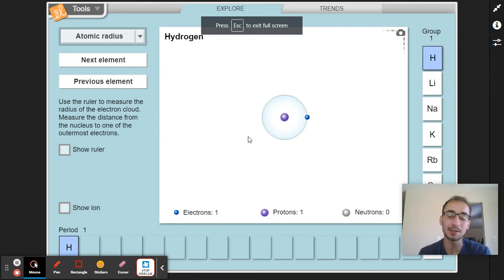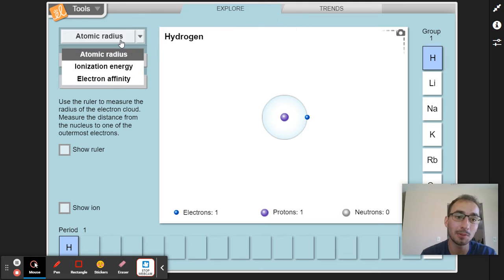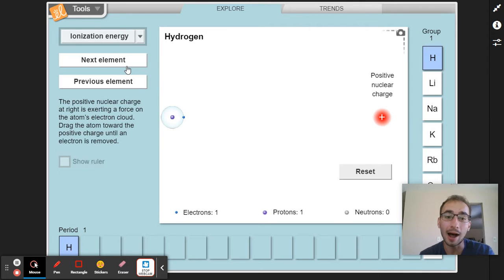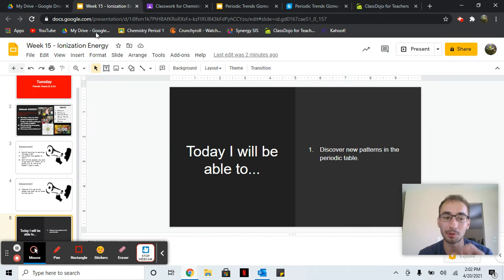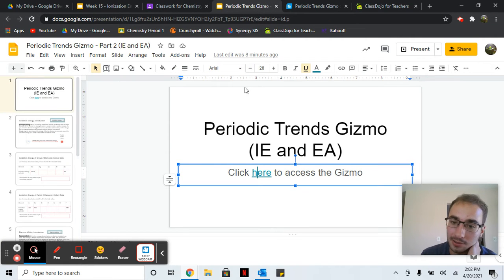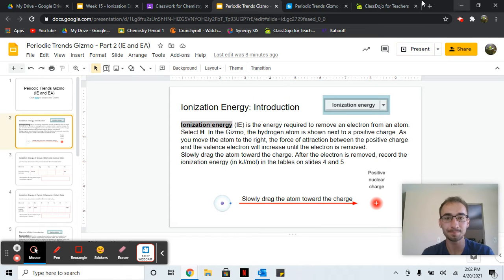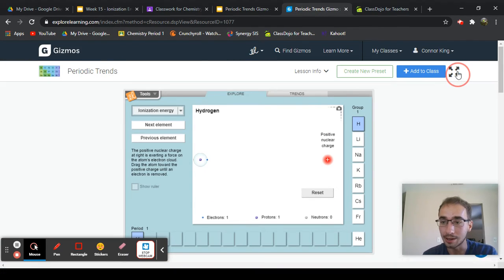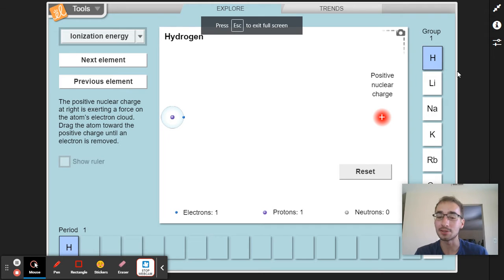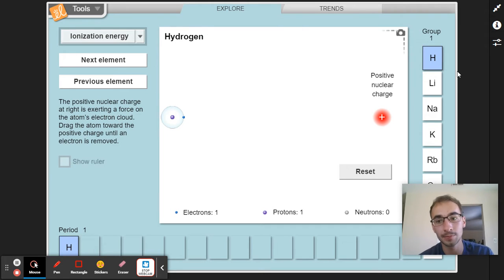So we start with hydrogen, the simplest atom, but instead of learning about the radius, you're going to click on Ionization Energy. And if you want to learn more about ionization energy, click on slide 2. I will give you a summary though. Ionization energy is basically how good an atom's security is. Okay? So the ionization energy is how much energy you need to steal an electron.